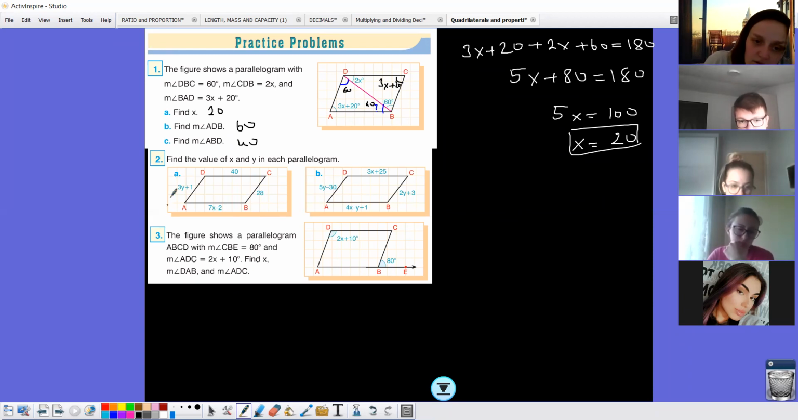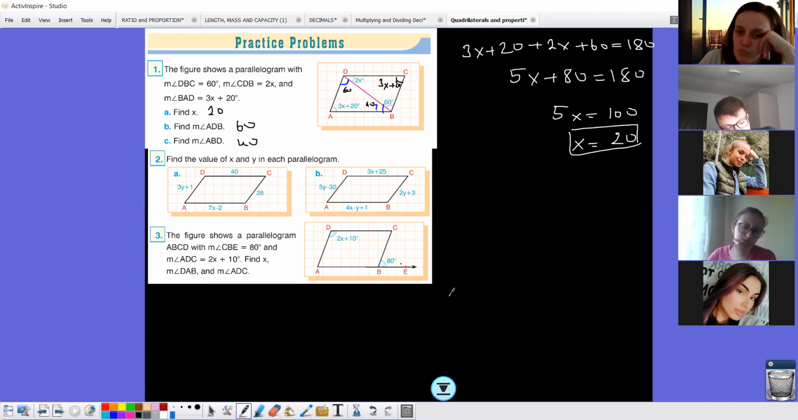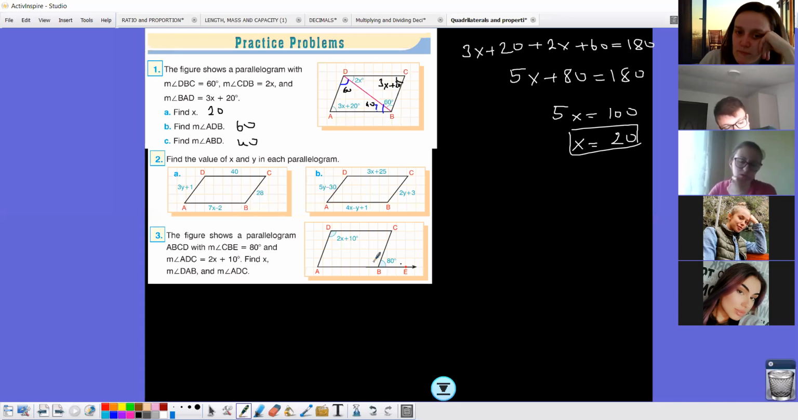And let's check the third one. It shows a parallelogram. Measure of CBE is 80 and measure of ADC is 2x plus 10. Find x, DAB, ADC. So what do you think? How will we do this one? Teacher, 2x plus 10 plus 80 will be 180.